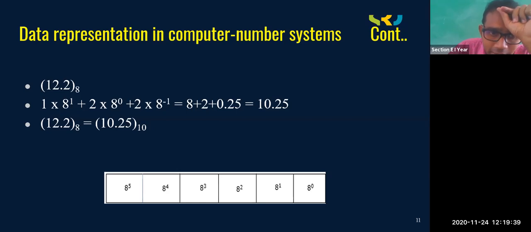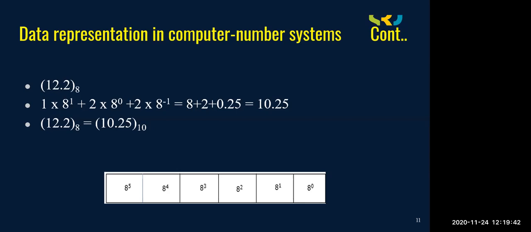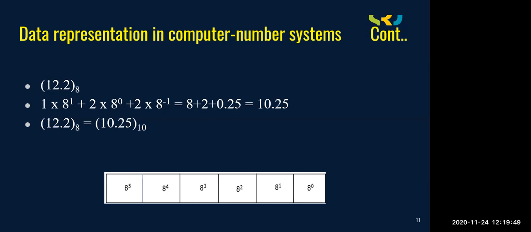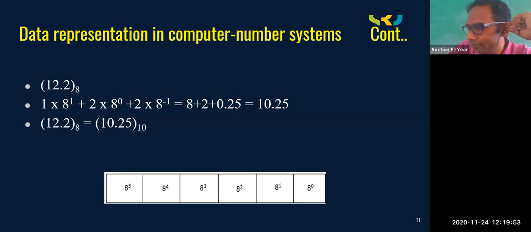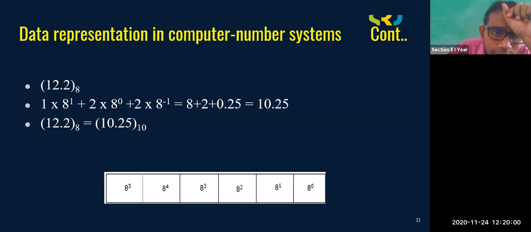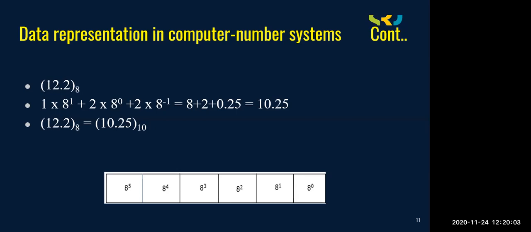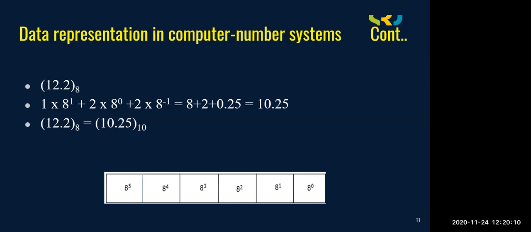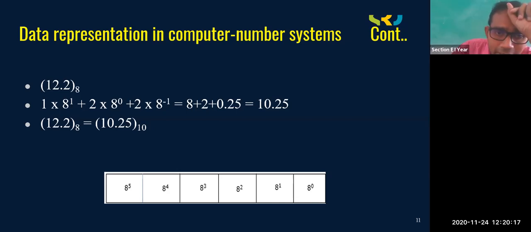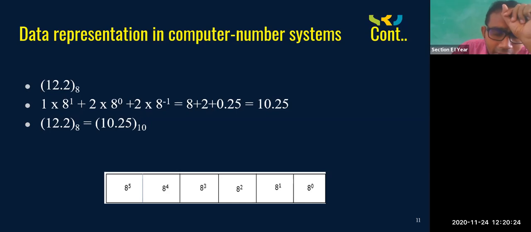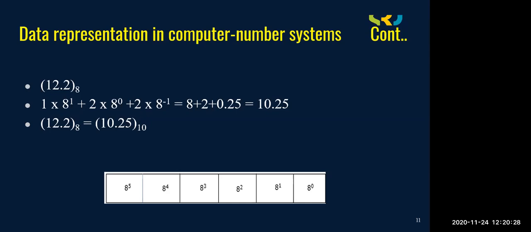1 by 8. What is the result? 0.25. 8 to the power of minus 1 is 1 by 8. 1 by 8 is 0.125. Then 0.125 into 2, 2 into 8 to the minus 1 is 2 into 1 by 8, that equals 1 by 4, 0.25. So we get 0.25 after multiplying by 2.